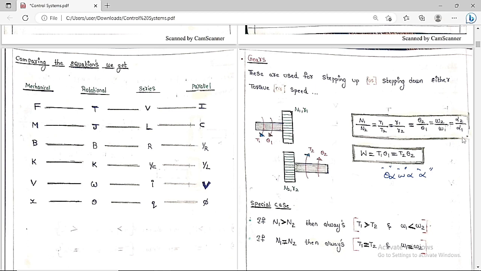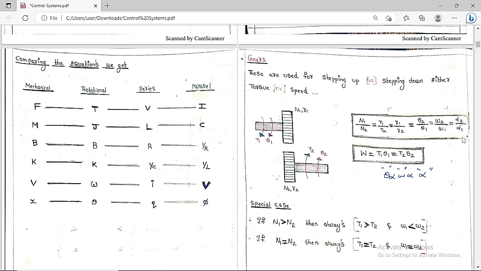Now a special case, what is going to happen? Suppose N1 is greater than N2, that is, in gear 1 the number of teeth is higher compared to the second gear. If N1 is greater than N2, then T1 is always greater than T2. Then it indicates that omega 2 is greater than omega 1, so omega 1 is less than omega 2. So listen carefully, if T1 is greater than T2, then omega 1 is less than omega 2.